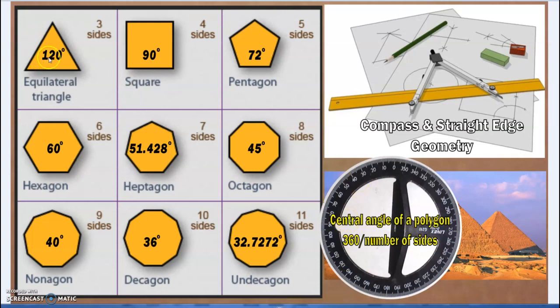So these are the central angles of each of these polygons. That's basically if you find the center and then go from each point. So how do you do that? The central angle of a polygon is basically 360 degrees divided by the number of sides. So 360 divided by 4 sides gives you 90 degrees. If you draw it from the center to each corner, a 90-degree angle. These are the central angles of each of these polygons that you see here.